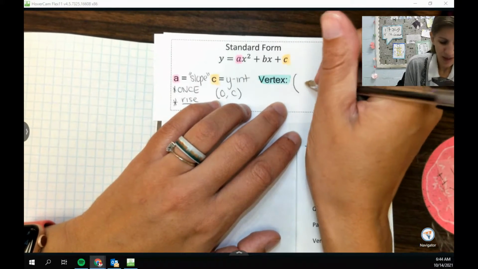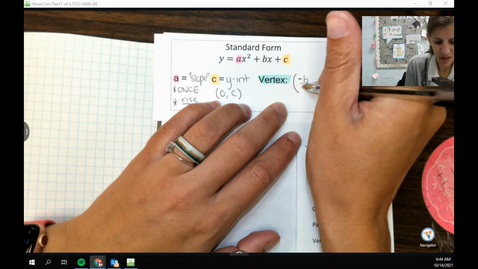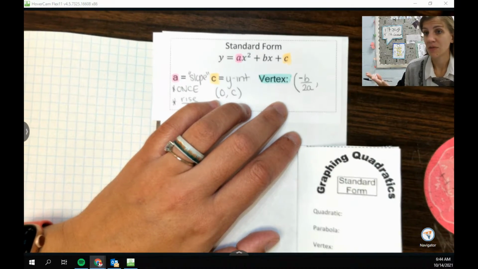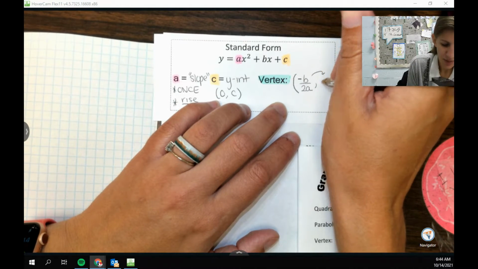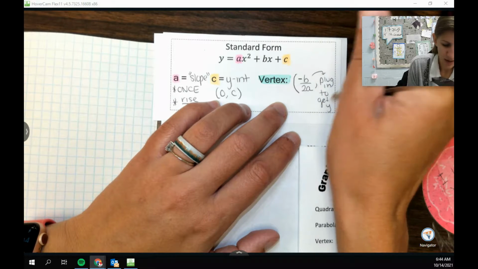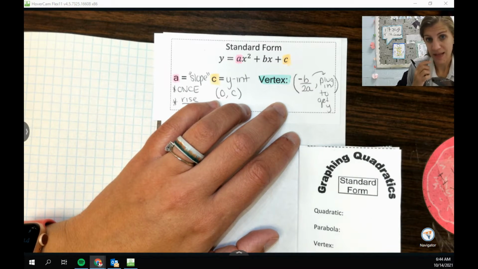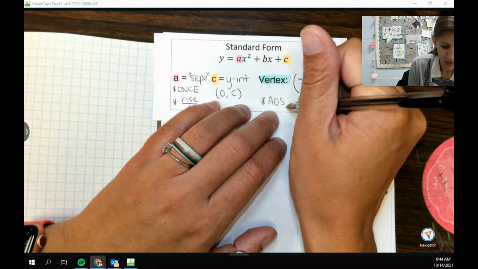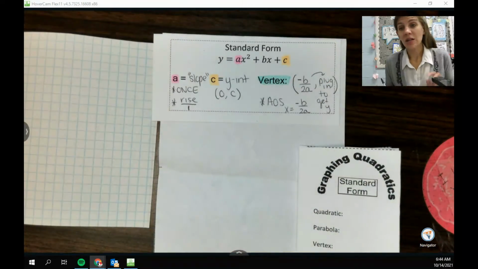So the little baby formula that you're going to do to figure out the x value of your vertex is negative b divided by 2a. And then let's say you come up with 2. Then you want to take that number and plug it into your equation to get the y value, and then you have your vertex. You also have your axis of symmetry because it'll be at this x value here, which is negative b over 2a.